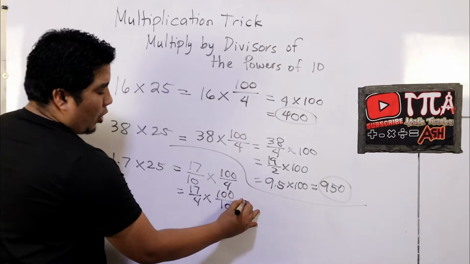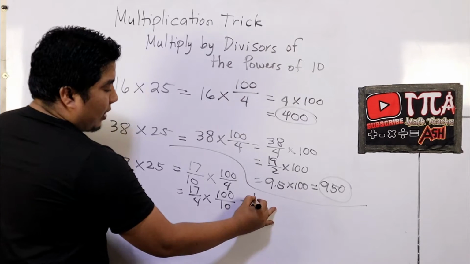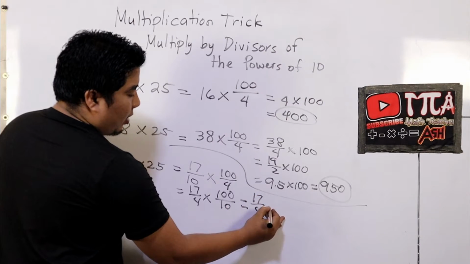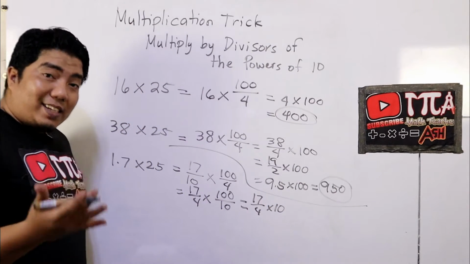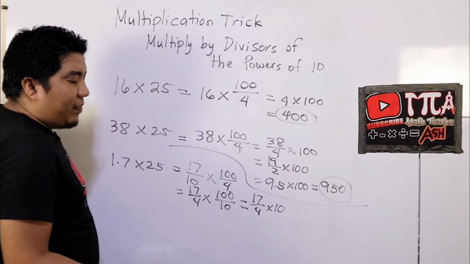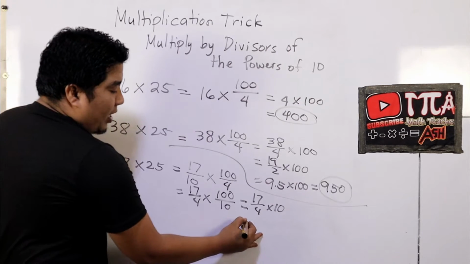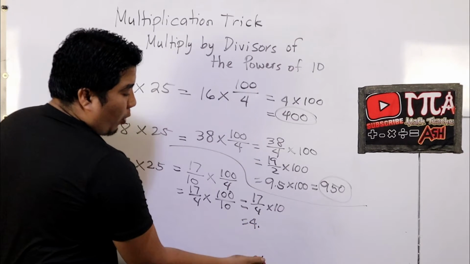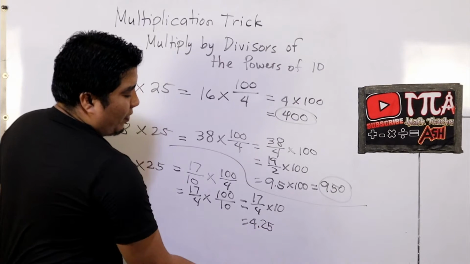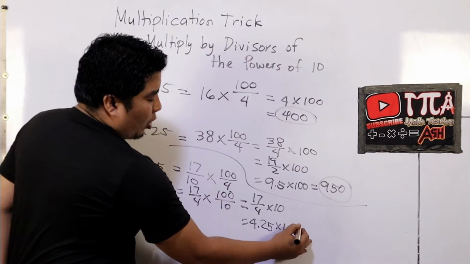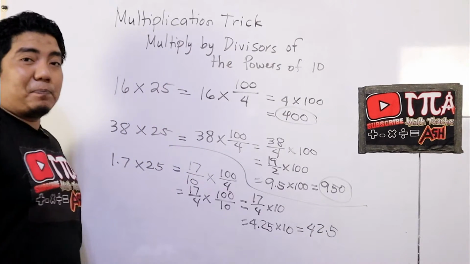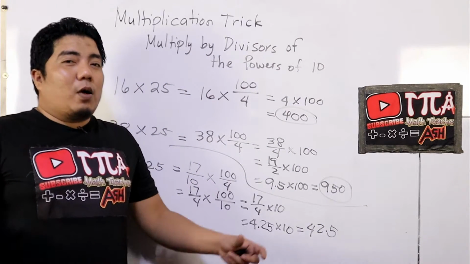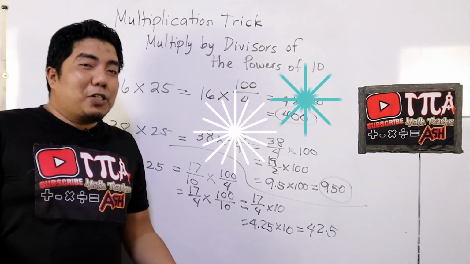So, basically, you have now 17 over 4 times 10. Because 100 divided by 10 is 10. Okay. So, when you divide 17 over 4, that would give you 4.25. Then, you just multiply it by 10. So, the final answer would be 42.5. Easy, right? Now, how about other numbers?